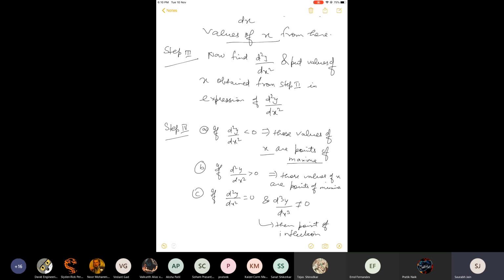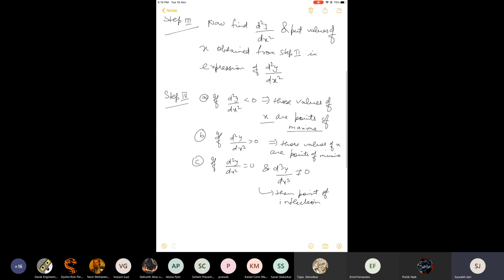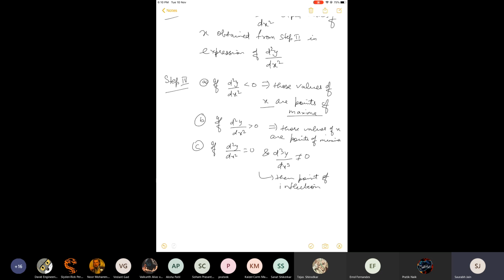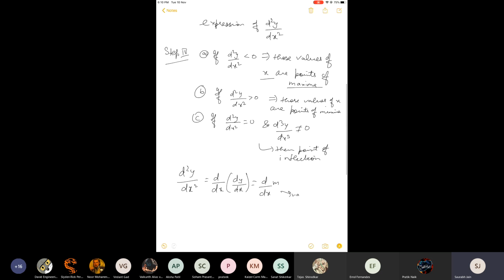Now, see, you might have heard this particular thing, that if d2y by dx square becomes negative, then it is maximum. But do you know what is the reason? d2y by dx square is actually d by dx of dy by dx, the second derivative. And if you remember, dy by dx is your slope. So basically, the second derivative is the rate of change of slope with respect to x. Slope of the tangent, obviously, with respect to x.